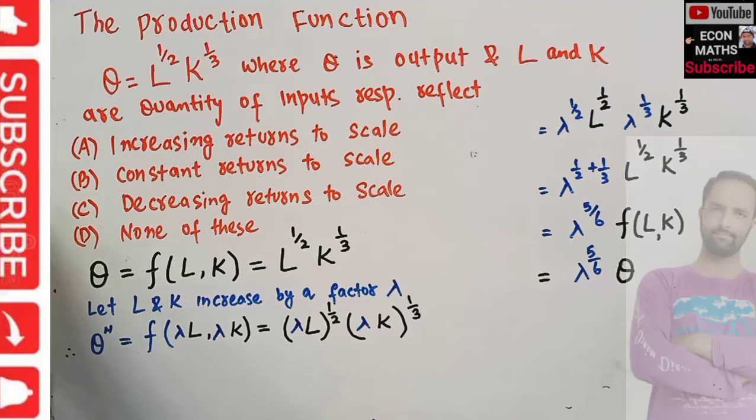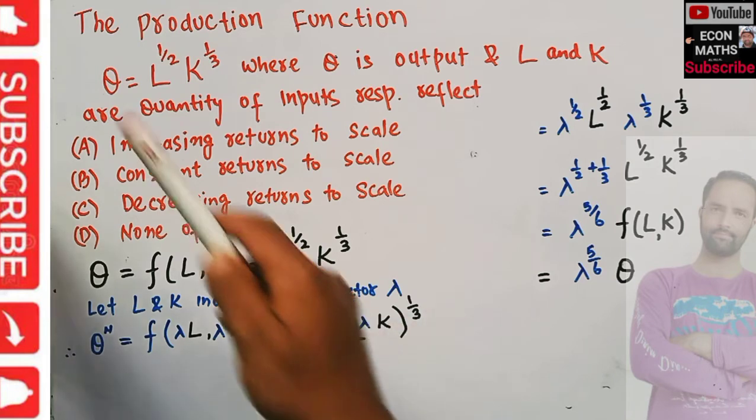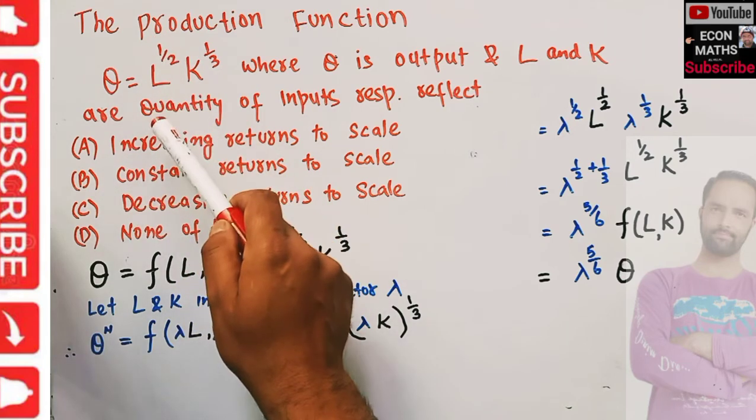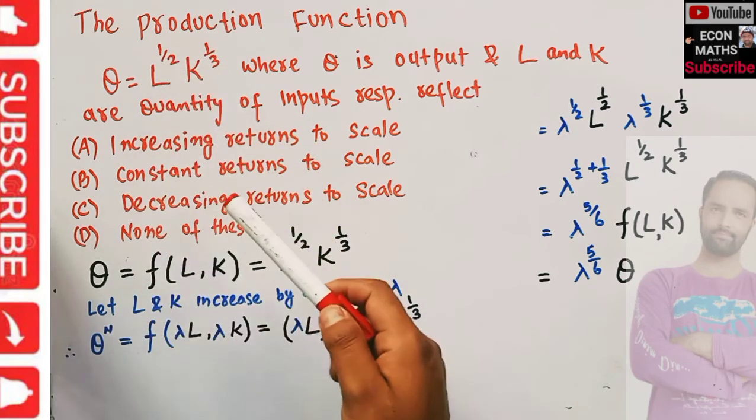In this video, we will solve a problem on returns to scale of a production function. This question I took from the Telegram. The question goes like this. The production function is being given as Q is equal to L to the power 1 upon 2 times K to the power 1 upon 3.